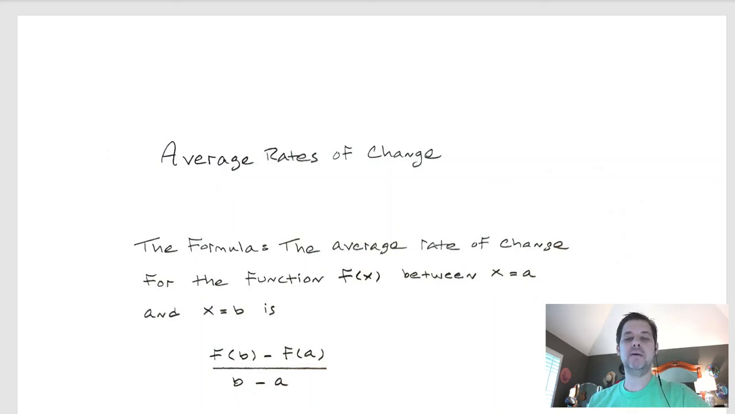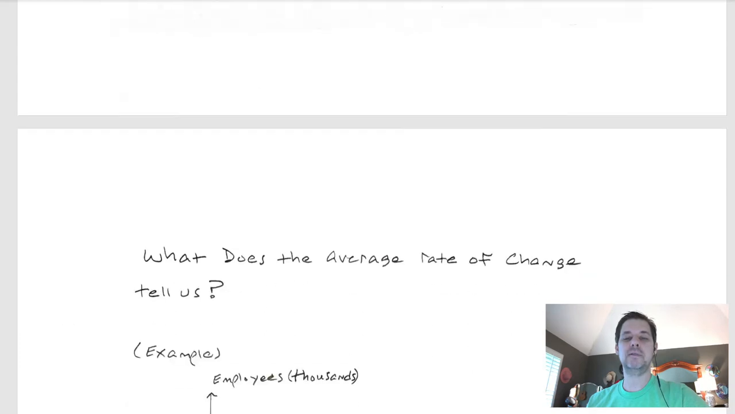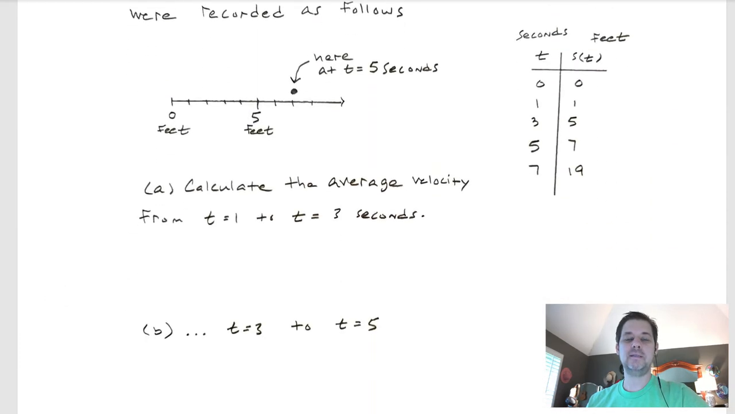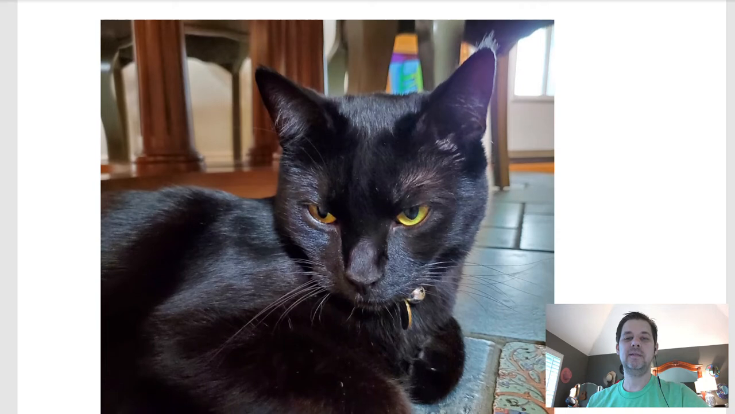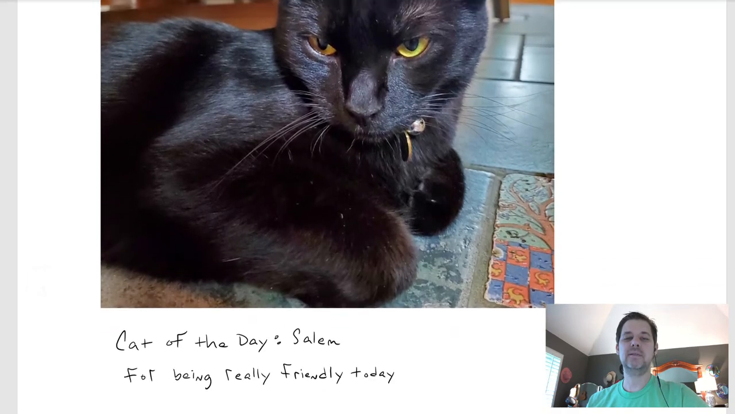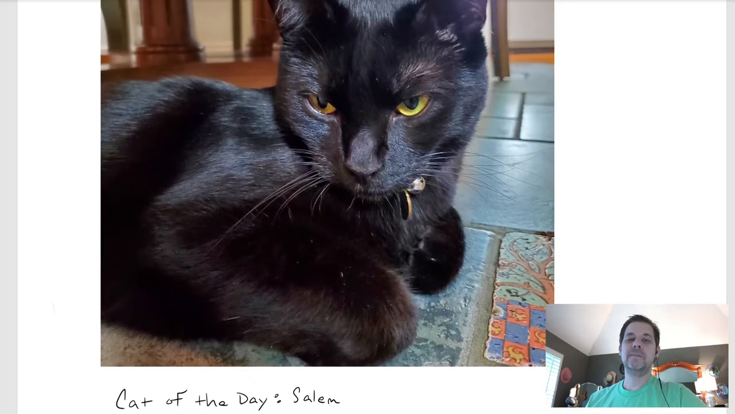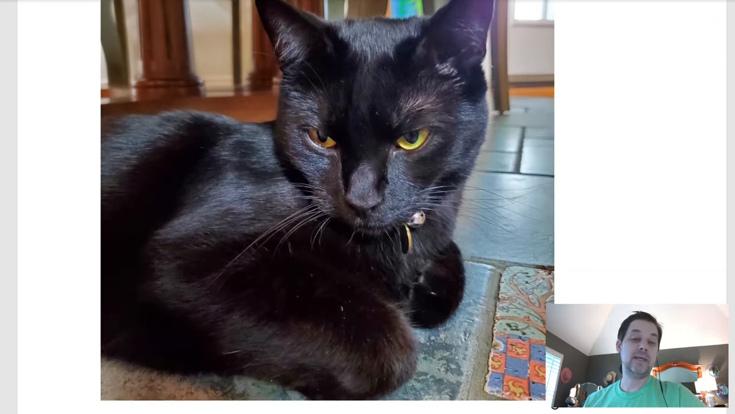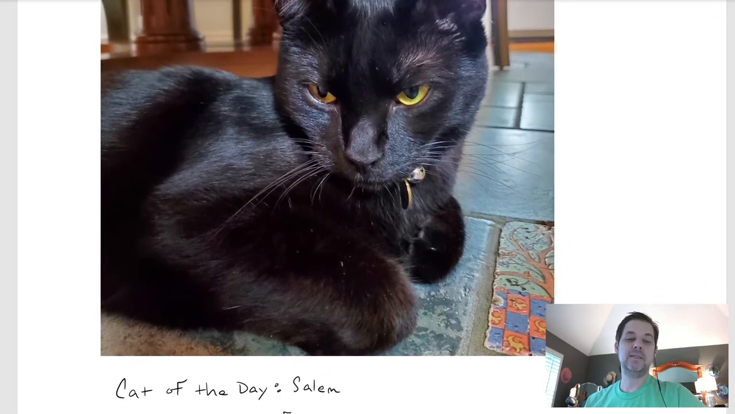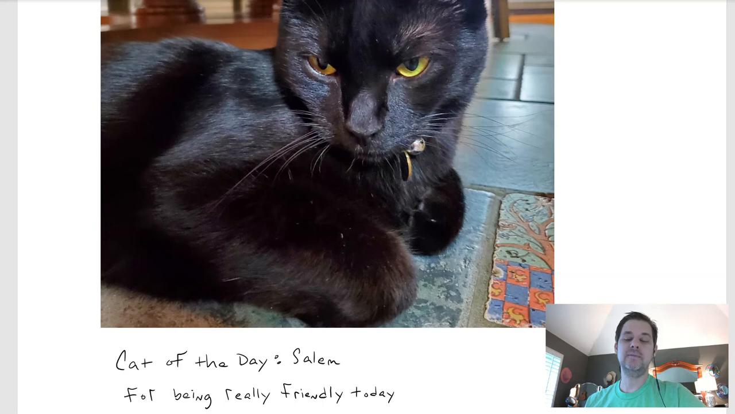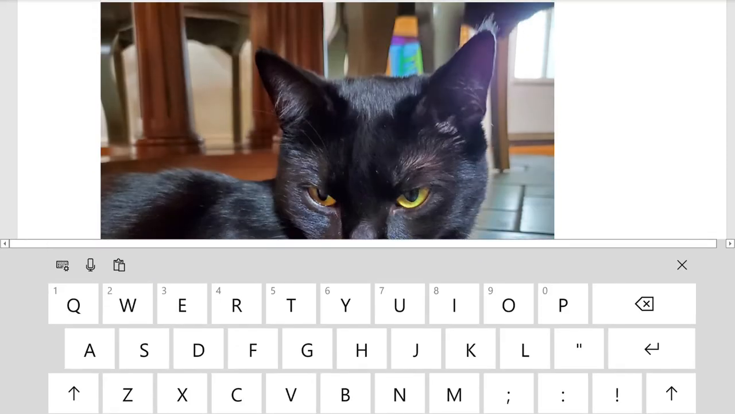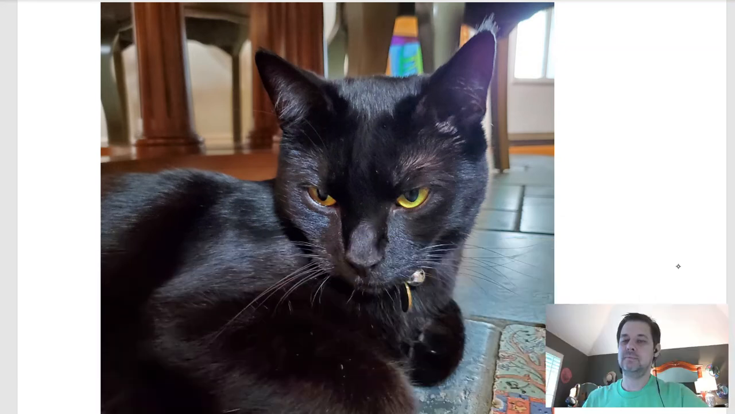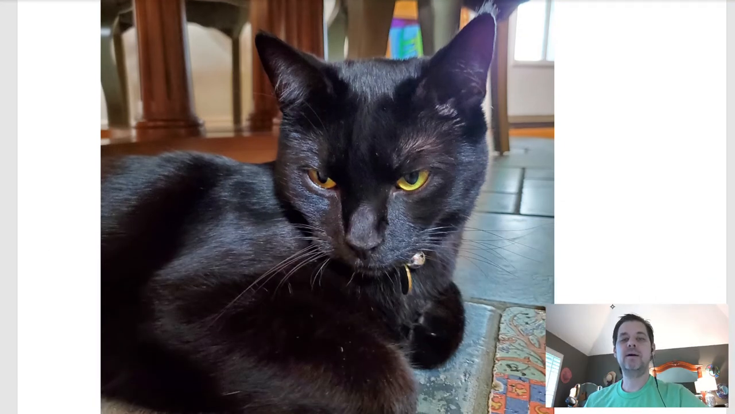Okay. Now before we do the math, I'm sure you're wondering who the cat of the day is. Let's talk about that. The cat of the day is, so this is Salem. And Salem's a friendly cat. He's real nice, but he was extra friendly today. He really wanted a lot of attention. So that's why he's cat of the day. Whoops, that's not what I want. There we go. There's Salem.